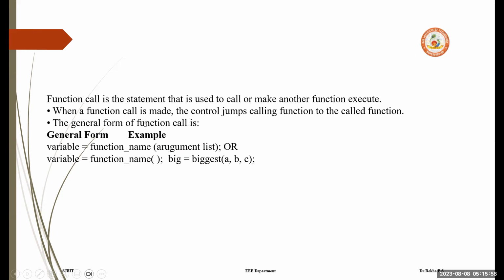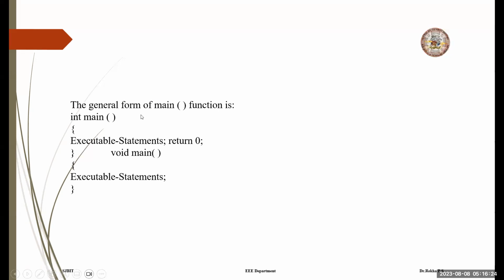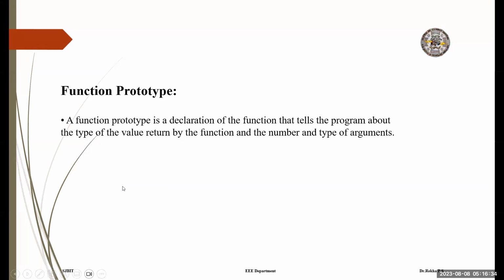The general form of a function call is function name with argument list, or function name without any argument also you can have. That is, this is returning the value. If this function returns the value, then that will be stored in a variable. The general form of main function is int main, executable statements, return 0. So void main, executable statements.